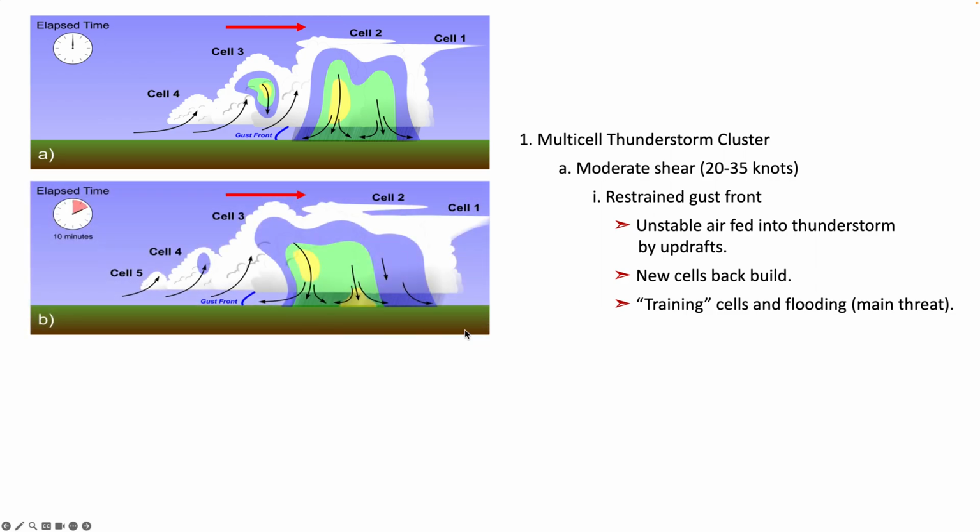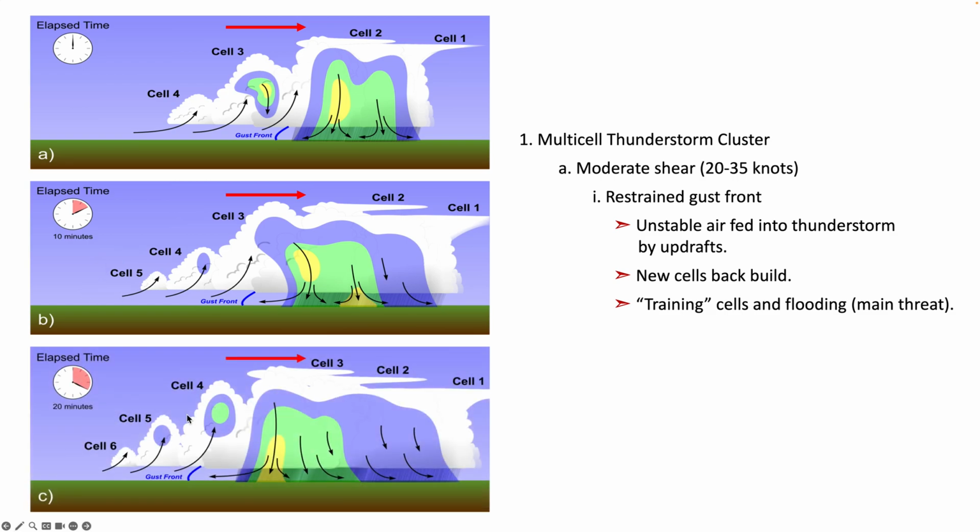And so here's elapsed time to show this back building continuing and this continuing dissipation of cells on the front end, and then back building and training going on the left side of the diagram. And so again, this process continues.